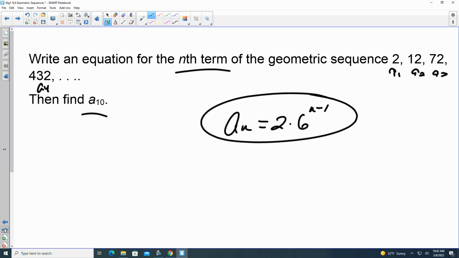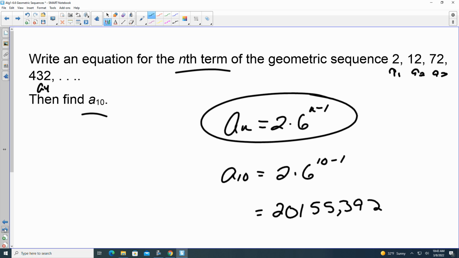Now to find the 10th term, I got a sub 10 is going to be equal to 2 times 6, and it's going to be to the 10 minus 1 power. So 6 to the 9th power times 2. So the 10th term in this sequence is going to be 20,155,392.